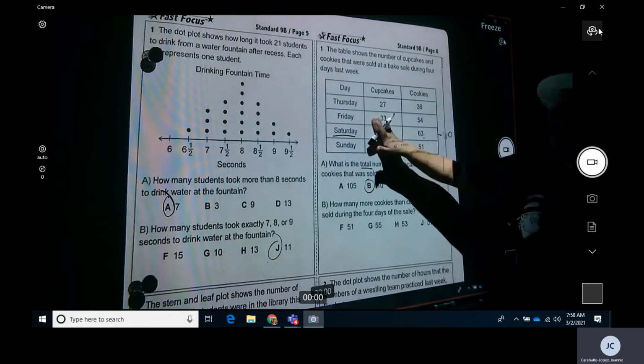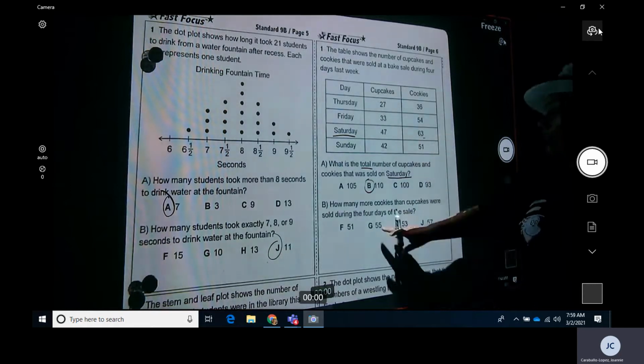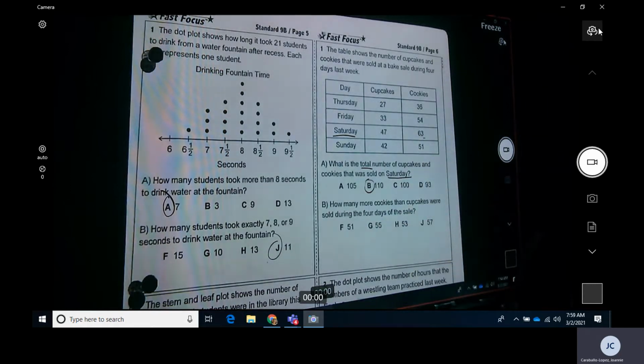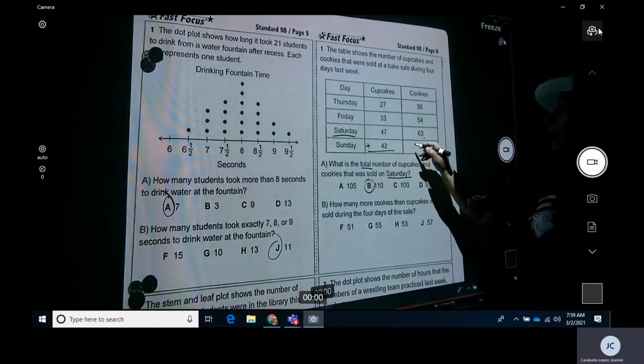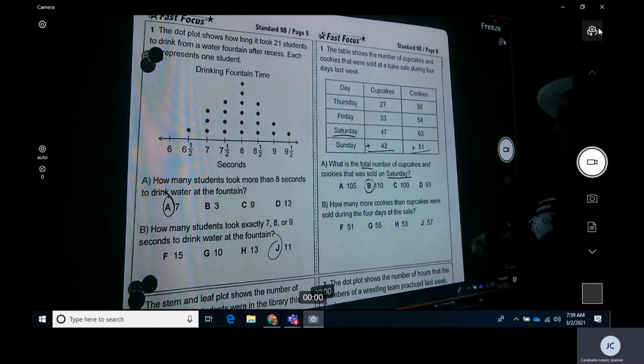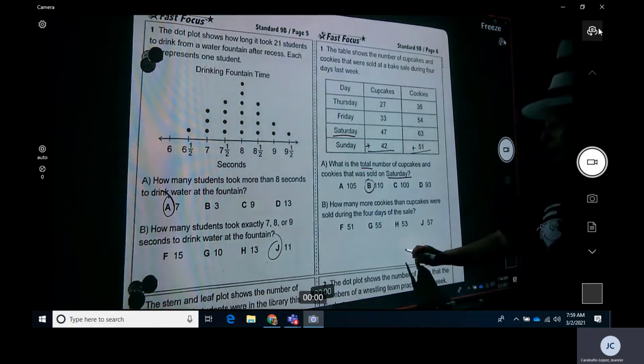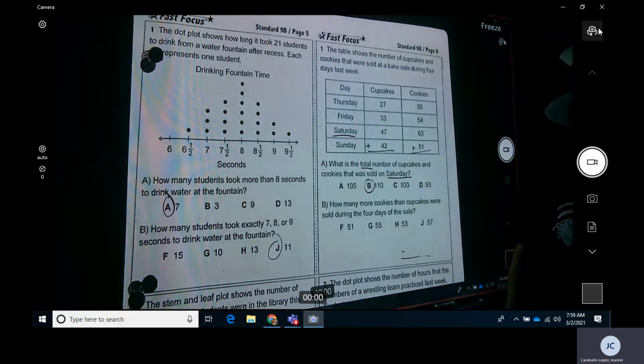¿Qué es lo primero que voy a tener que hacer? La pregunta dice, ¿cuántos más galletas que pastelitos se vendieron los 4 días de la venta? ¿Cuántos pasos es esto? 2 pasos. ¿So qué tengo que hacer? Voy a sumar primero los pastelitos, voy a sumar después las galletas y ¿qué voy a hacer después? Y después voy a tener que restar esos números, ¿verdad que sí?